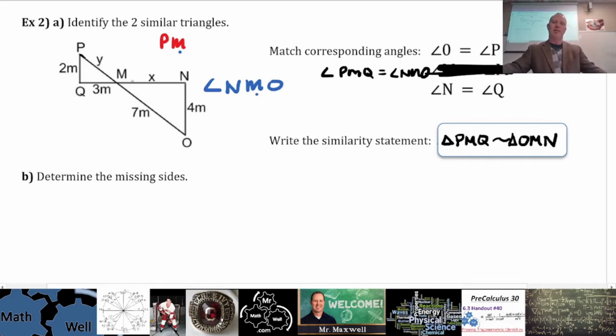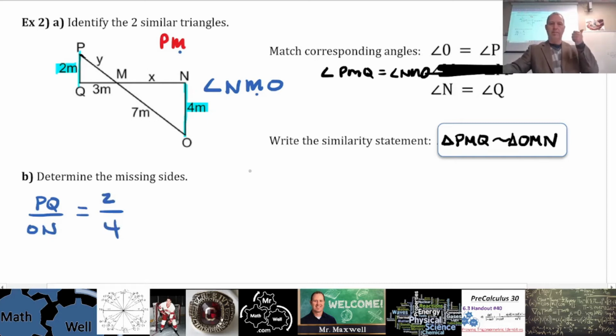Okay, let's find a ratio that we know. What are two corresponding sides that we're given the lengths of? Yes, this 2 meters for PQ and 4 meters for ON. Very good. So I'm just going to say PQ is in ratio with ON, and that ratio is 2 over 4.